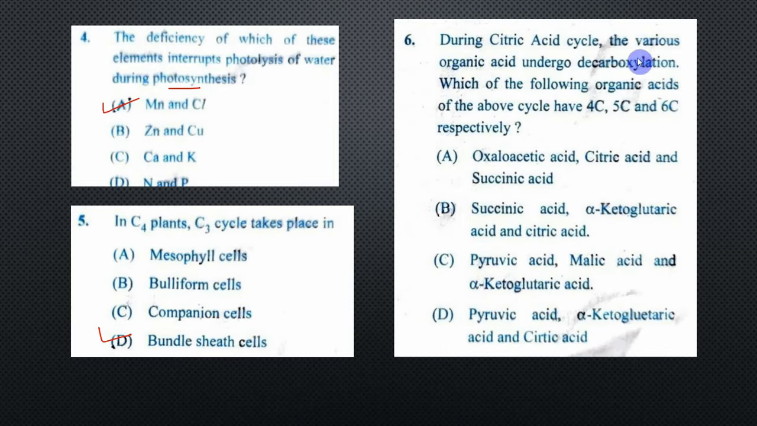So moving on, the next question we are having. During the citric acid cycle, the various organic acids undergo decarboxylation. Which of the following organic acids of the above cycle have 4 carbon, 5 carbon, and 6 carbon respectively? So the first one is the oxaloacetic acid, citric acid, and succinic acid. Next one we are having is the succinic acid, alpha ketoglutaric acid, and citric acid. Pyruvic acid, malic acid, and alpha ketoglutaric acid. The D option is the pyruvic acid, alpha ketoglutaric acid, and citric acid. The answer is simple, that is the B, succinic acid, which is a 4 carbon compound. Alpha ketoglutaric acid is again a 5 carbon compound, and citric acid is again a 6 carbon compound.